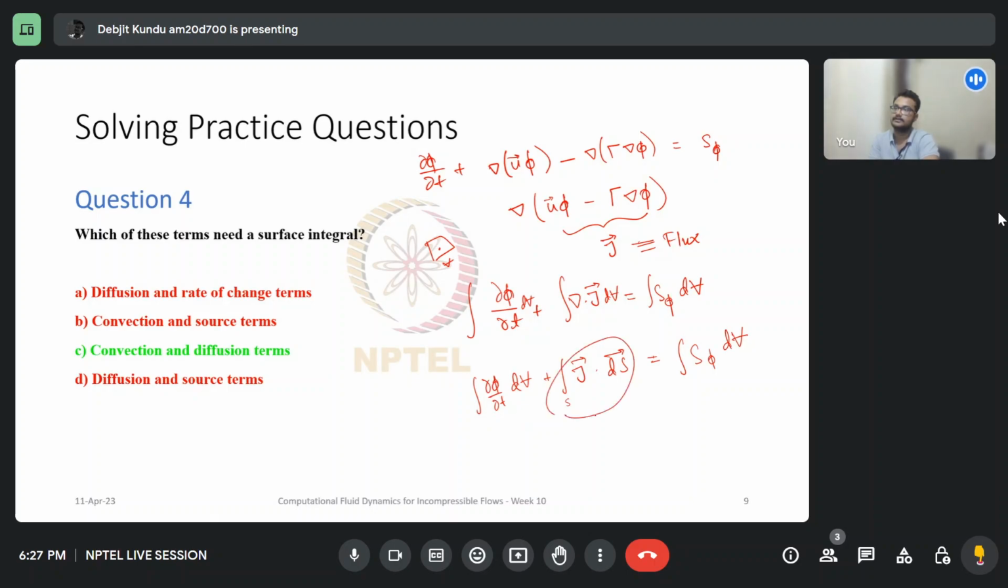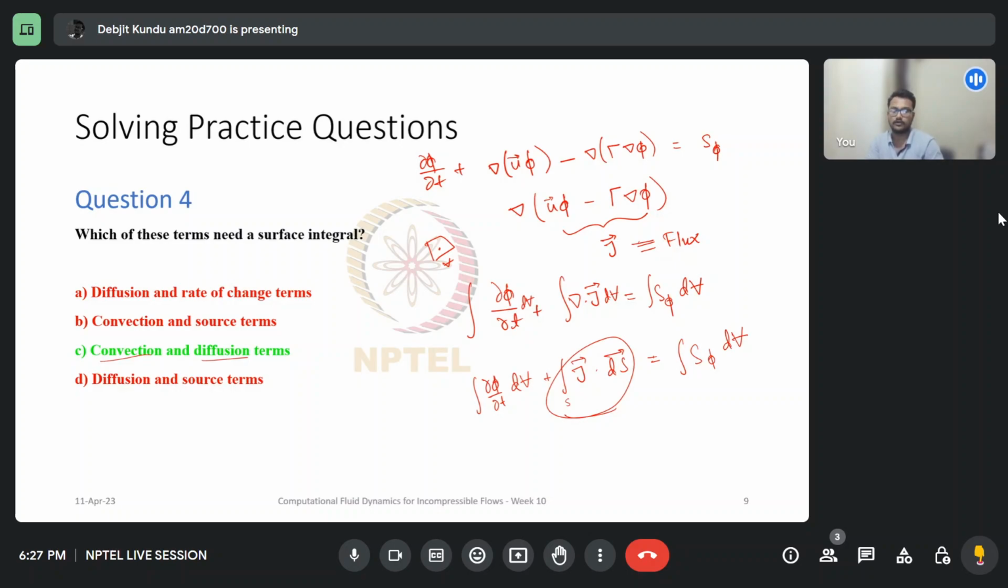That is why a surface integral is needed for the flux term, and the flux term contains the convection and diffusion terms. That is why option C is the correct answer. Okay, I hope that makes things clear.